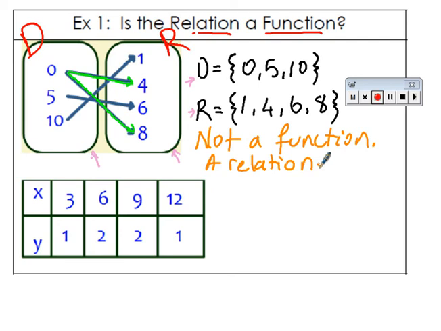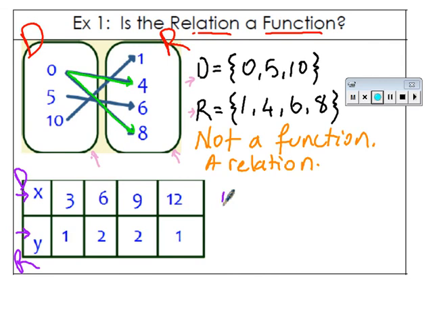Let's look at our next example right here. This is another way of showing a set. We have a table here. I have x values as domain, y values as range. When I look at the domain values, 3 is paired up with 1, 6 is paired up with 2, 9 is paired up with 2, 12 is paired up with 1. Every item in the domain is being paired up with one and only one y value. In this case, we have a function.